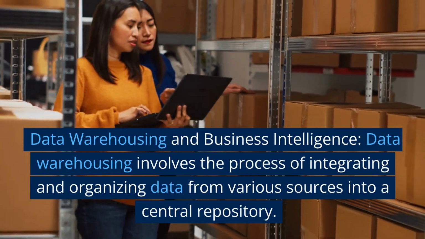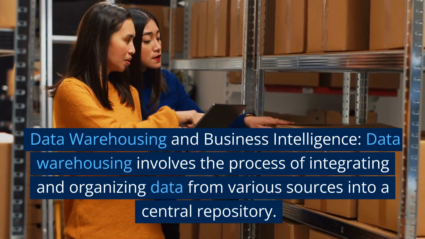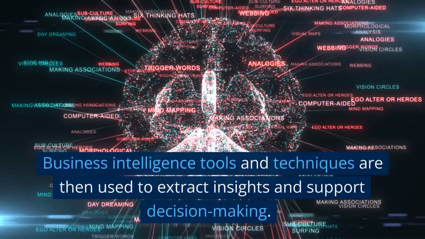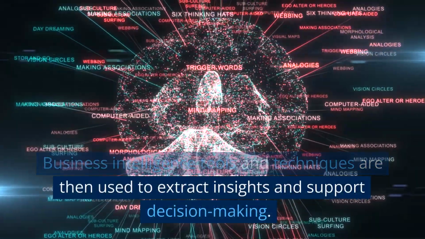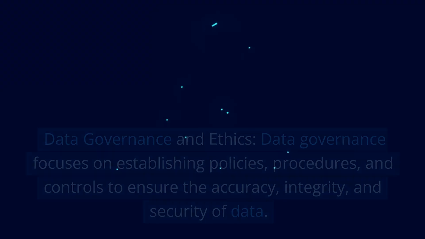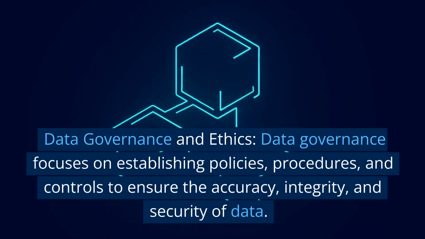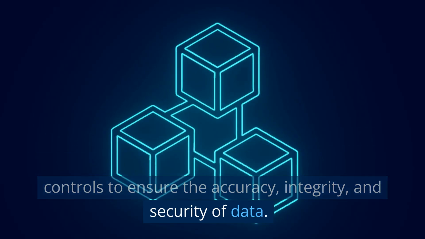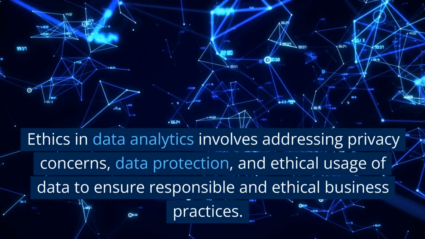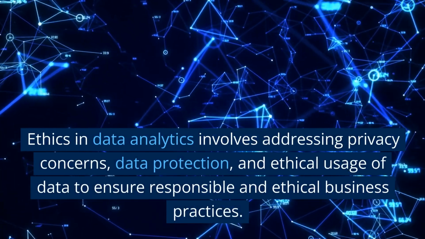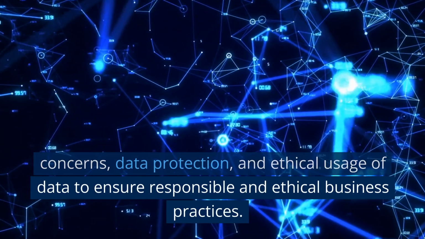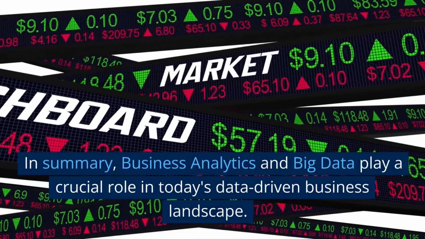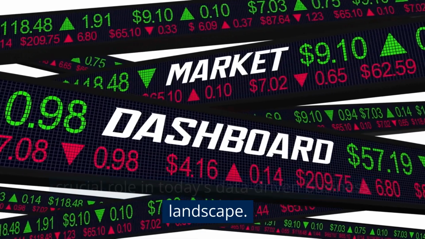Data warehousing and business intelligence. Data warehousing involves the process of integrating and organizing data from various sources into a central repository. Business intelligence tools and techniques are then used to extract insights and support decision-making. Data governance and ethics. Data governance focuses on establishing policies, procedures, and controls to ensure the accuracy, integrity, and security of data. Ethics in data analytics involves addressing privacy concerns, data protection, and ethical usage of data to ensure responsible and ethical business practices.